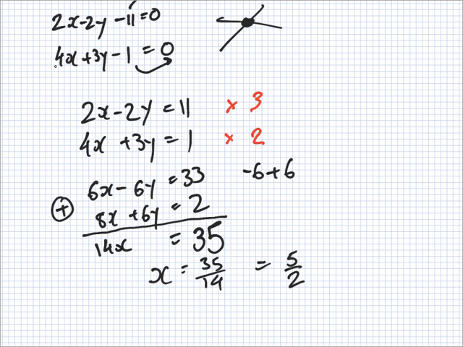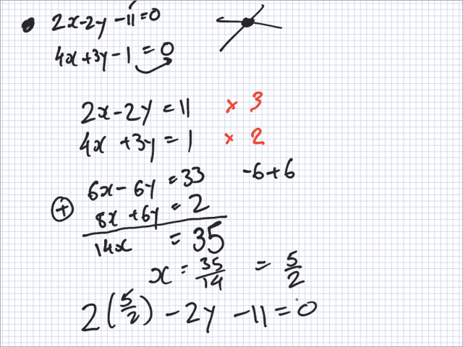I don't think it really matters. No, actually, do you know what? I will pick the first one because I can see that I'm going to multiply the x by 2, it'll get rid of the half. So, I have 2 times x minus 2 times y minus 11 equals 0.